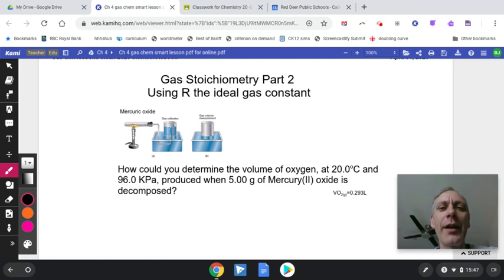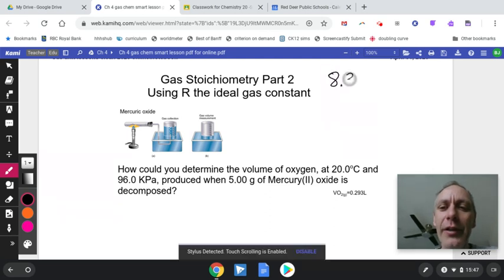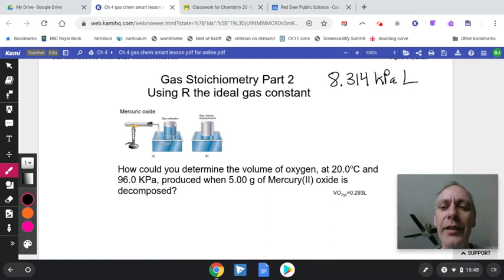So today we're doing gas stoich part 2, and really the only difference to what's going on today is we're going to be using the ideal gas constant, R. So hopefully you remember R is 8.314 kilopascal liter over mole Kelvin. And you don't have to have that memorized. It's on your data sheet at the back, so you can refer to it. And the important thing is that you get the units correct.